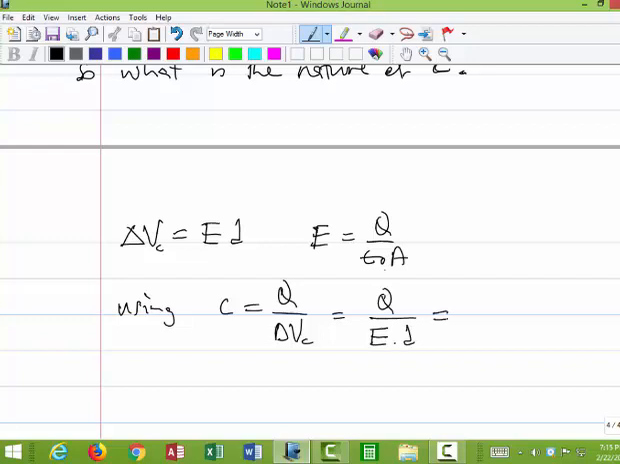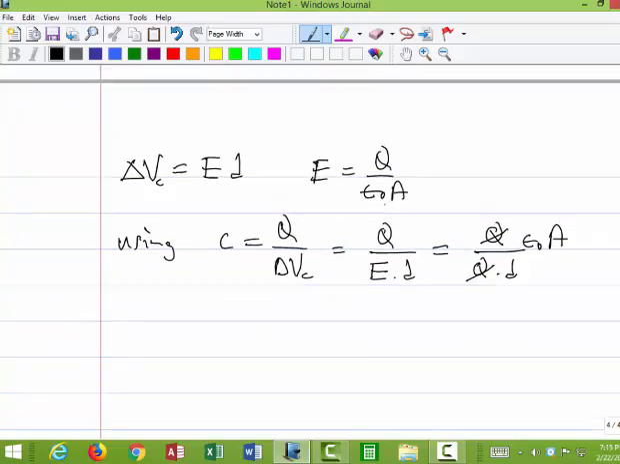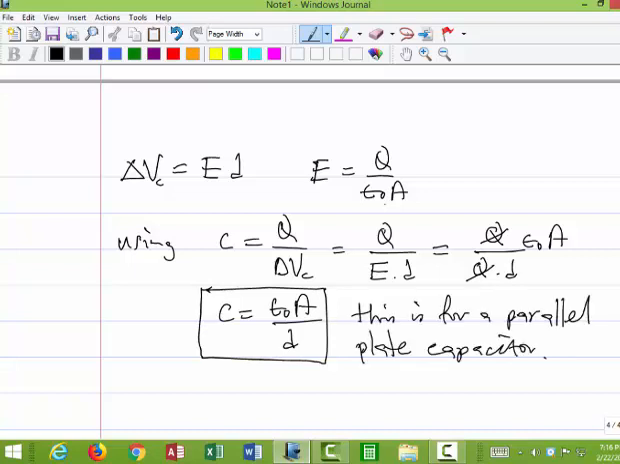Since we know E, this is given by Q over (Q over epsilon naught A) times D. So the Q's cancel out, and we end up with C equals epsilon naught A over D. So this is the capacitance formula for a parallel plate capacitor.